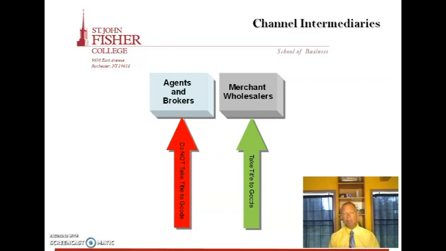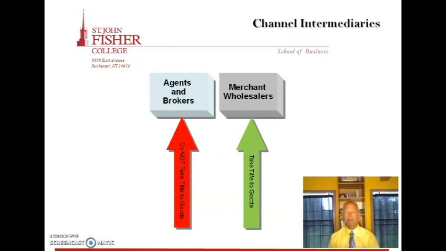Oftentimes, other high-end products are sold that way. For instance, most yachts. If you want to sell a yacht, you go through a broker. And the broker then goes and finds a person to buy that yacht. And they bring buyer and seller together. They facilitate the deal. Sometimes agents and brokers can not only facilitate the deal, but they can also do financing and other things like that. Other times, all they're doing is bringing buyers and sellers together.